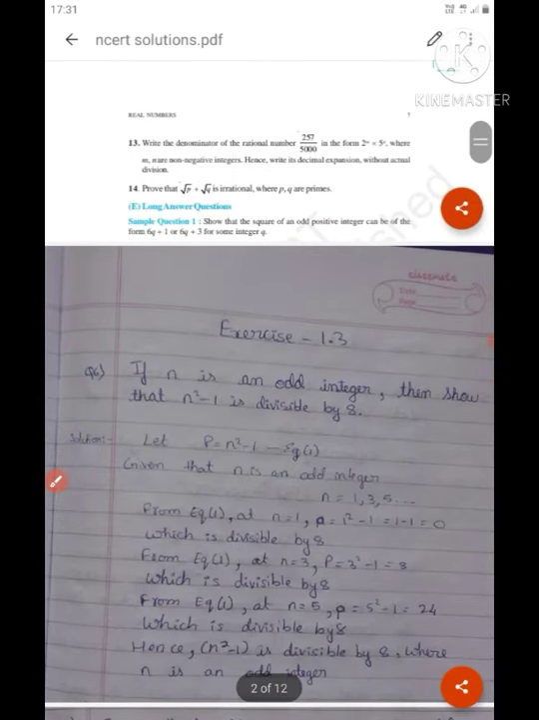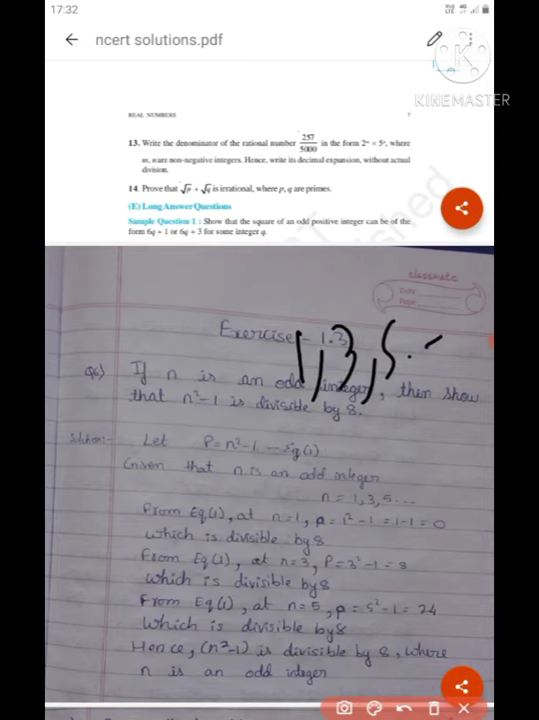Sixth one. If n is an odd integer, then show that n square minus 1 is divisible by 8. First of all, what are odd integers? 1, 3, 5 and so on are odd integers. Now let p equal n square minus 1. If n equals 1, then p equals 1 square minus 1, which is 0. 0 is divisible by 8. If n equals 3, p equals 3 square minus 1, 9 minus 1, which is 8. 8 is divisible by 8.